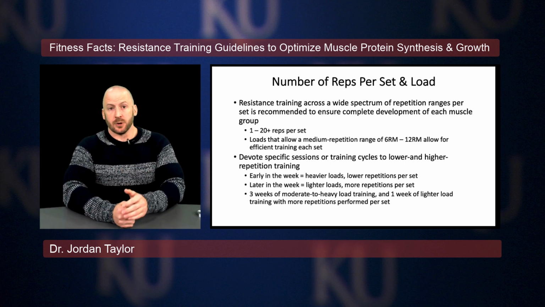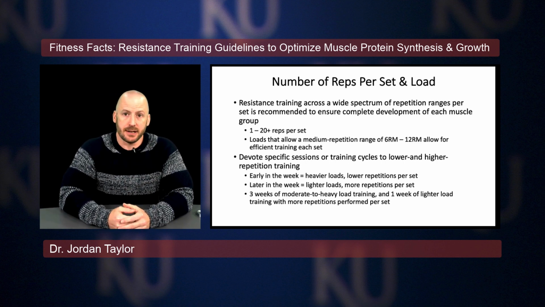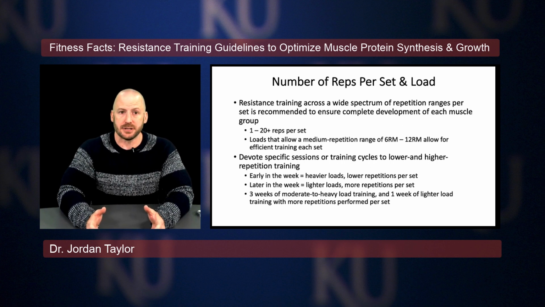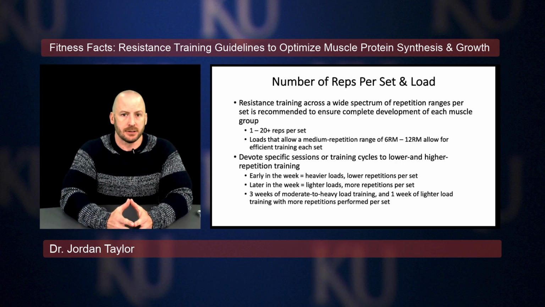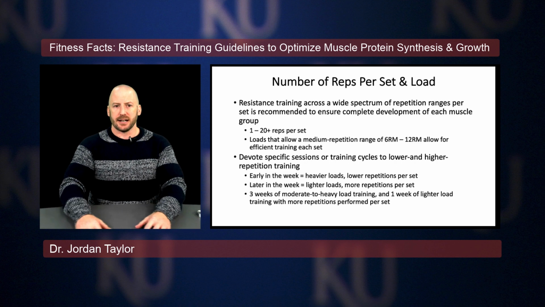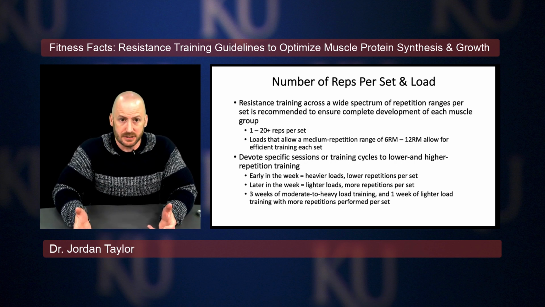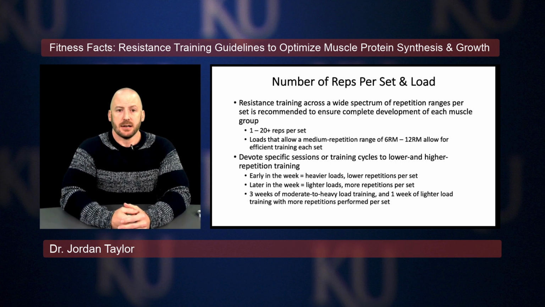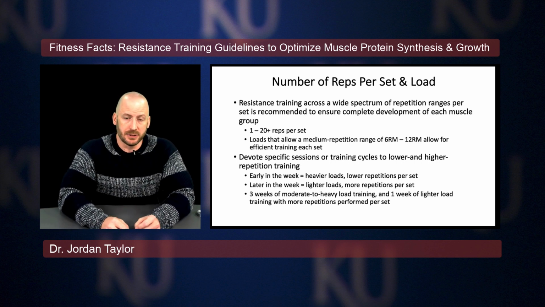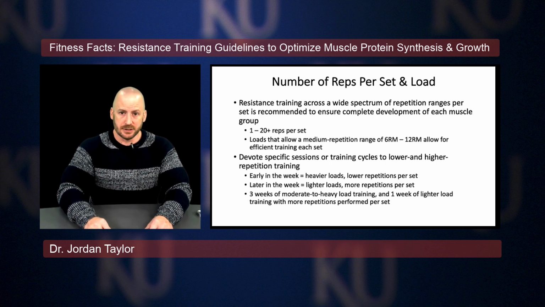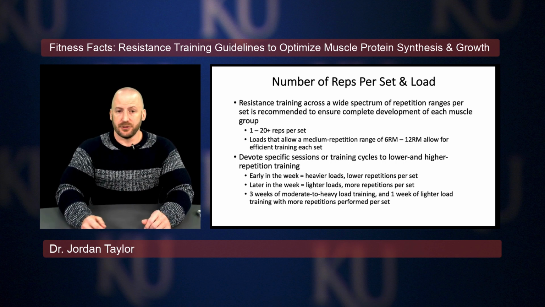So, the number of reps per set and the load you should use. Let's talk about that. Resistance training across a wide spectrum of repetition ranges per set is recommended to ensure complete development of each muscle group. So there are some pretty broad guidelines here. Anywhere from 1 to even greater than 20 reps per set could be utilized. Loads that allow a medium repetition range, say of 6 to 12 repetitions, allow for efficient training each set.